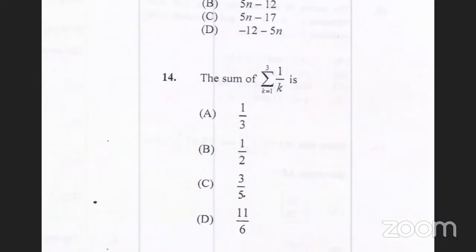All right, next one. They want the sum of this. So all you have to do is expand it out. k starts from 1, then 2, then 3. So you have 3 terms alone. So that's 1 on 1 plus 1 on 2 plus 1 on 3. So it's 1 on 1, there's a half. That's 1 plus what? That's 3 on 6 plus 2 on 6, and there's 6 on 6. So that's 11 on 6.